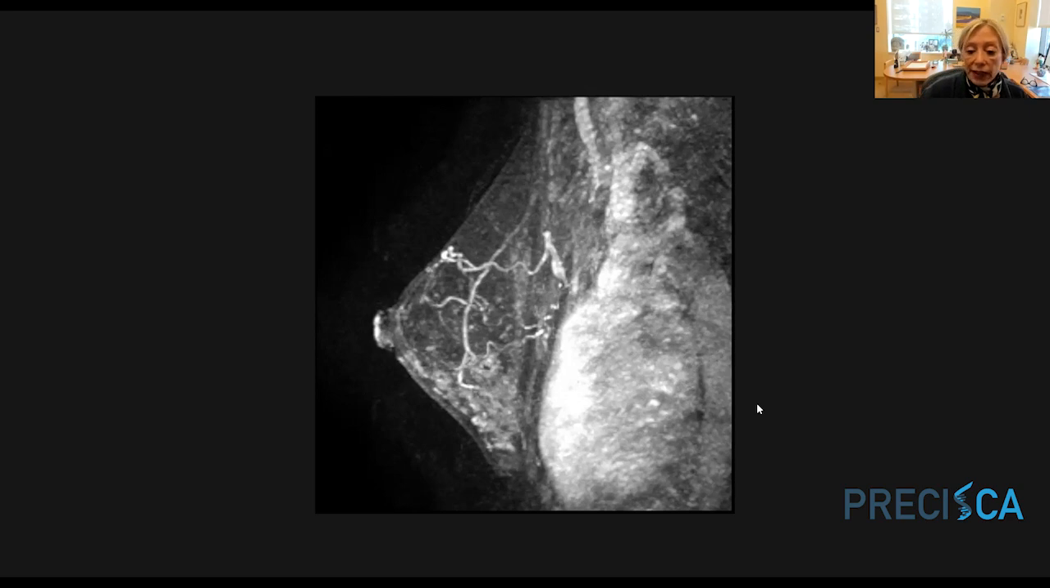So to summarize, DCIS is one of these things that can look like anything. And we think of it as having microcalcifications, but it can present in any way an invasive cancer presents.